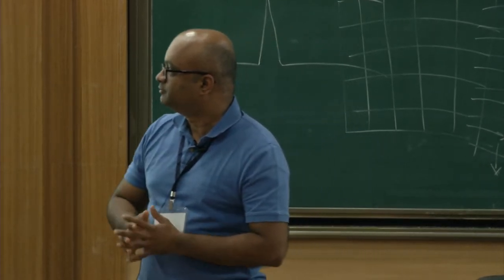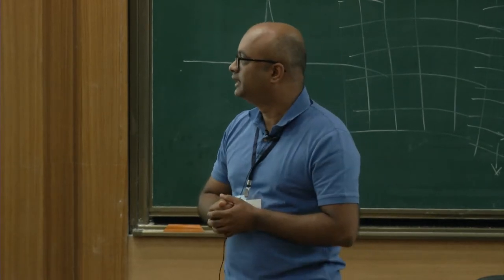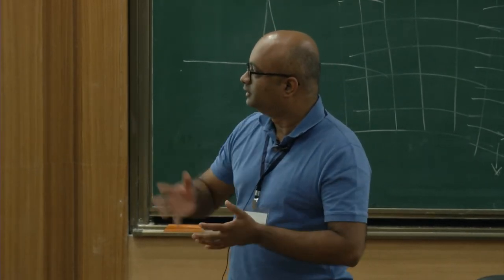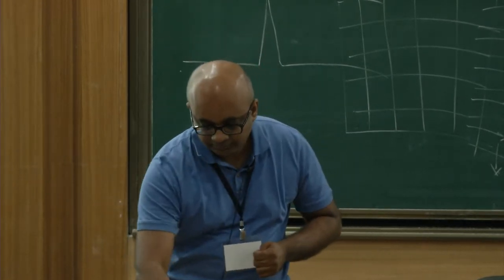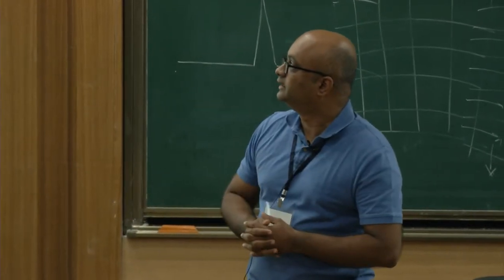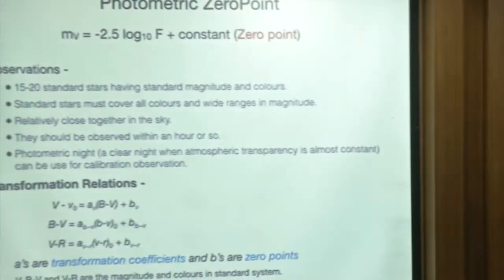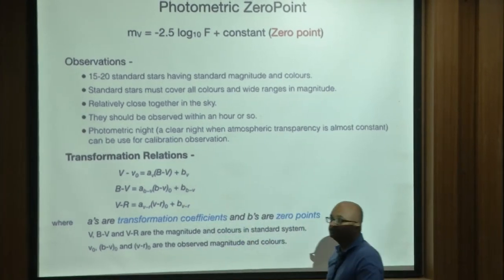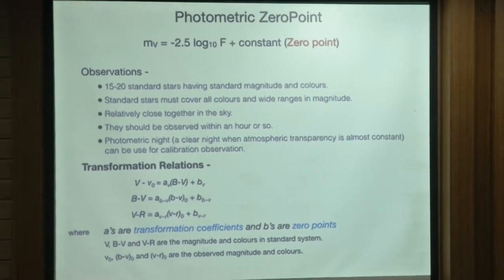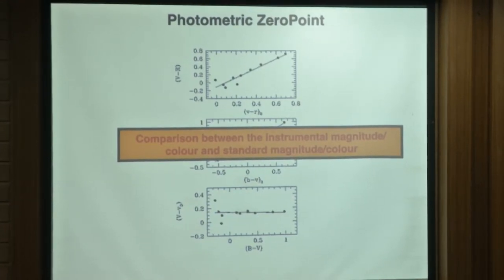We then have these kinds of transformation relations where we compare the instrumental magnitude and our standard magnitudes, and we basically get a zero point. So the zero point in this equation is this, for various pass bands. So that is how we basically determine the zero point.